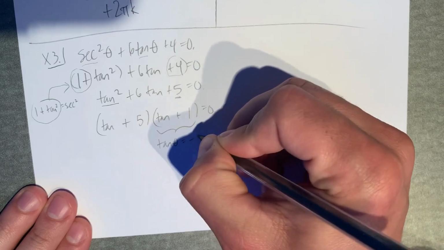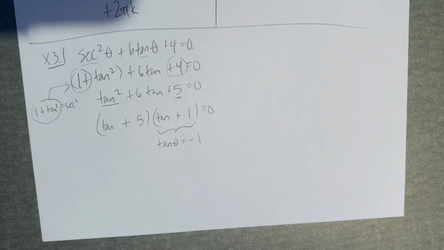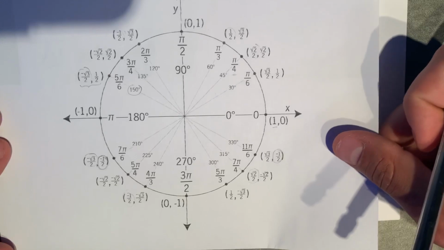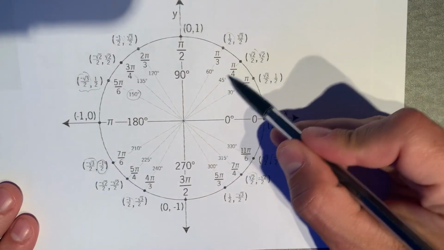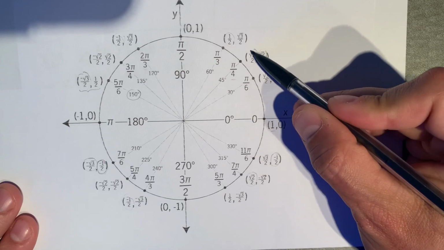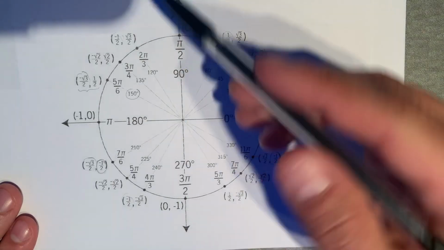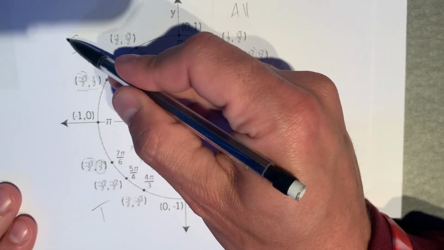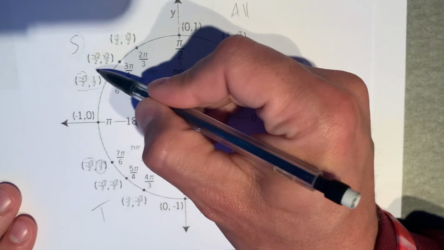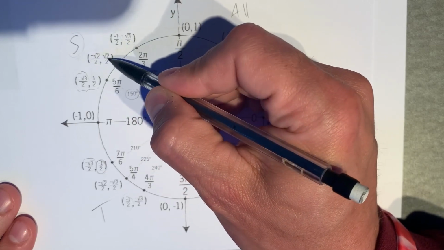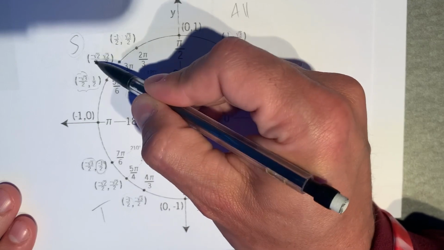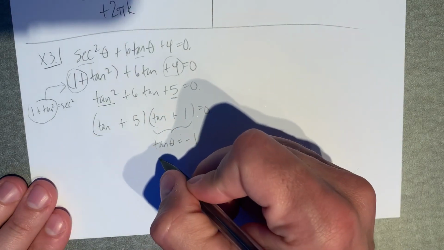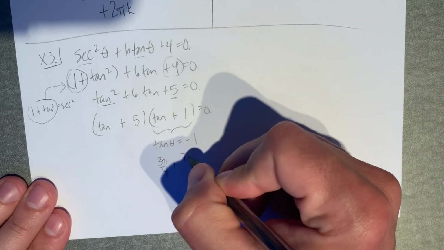Here I see that tangent theta is equal to -1. So I want to know where are the values on the unit circle that are equal to -1 for tangent. Well, I know that pi over 4 is positive 1 because y over x, or root 2 over 2 over root 2 over 2, is positive 1. And so I know that All Students Take Calculus would tell me that sine is the positive trig function in quadrant 2, which means tangent is negative, and y over x, or root 2 over 2 over negative root 2 over 2, is going to be a -1, and the same is true in quadrant 4. So those are going to be my two solutions for this one. Let's call that 3 pi over 4 and 7 pi over 4.